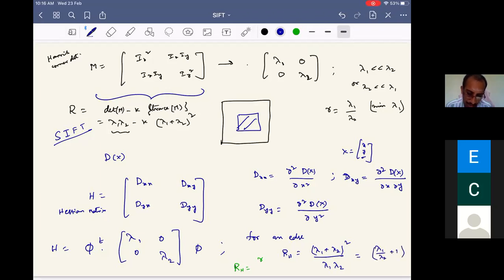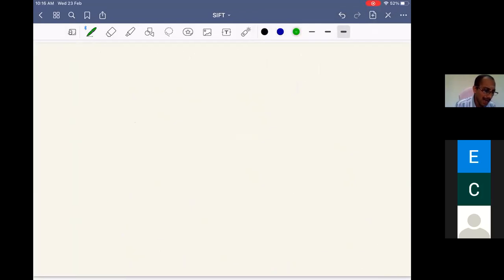So I'm just taking lambda 2 square out. This is written now as what? R plus 1 whole square by R. Now, what is the value for R? What is the range of R? Given that lambda 1 is smaller than lambda 2. If we assume that lambda 1 is smaller than lambda 2, even much smaller or smaller, it doesn't matter. Smaller or equal. So in the worst case, it is equal.